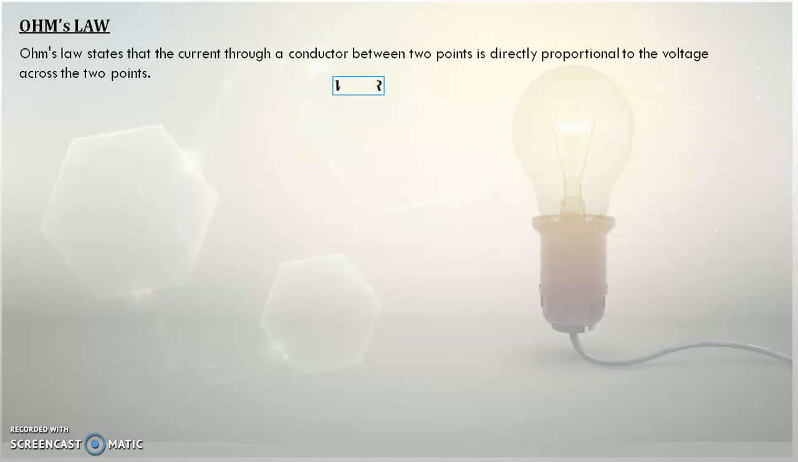First of all, you should know Ohm's law, and this is the statement you can write. Ohm's law says that the current through a conductor between 2 points is directly proportional to the voltage across the 2 points, or you can write across its ends. Based on this statement, we can frame an equation: V is equal to IR. Here V is the potential difference, that is the voltage, I is the current flowing through the circuit, and R is the resistance of the conductor. So this is Ohm's law; you should know the definition and also the equation.